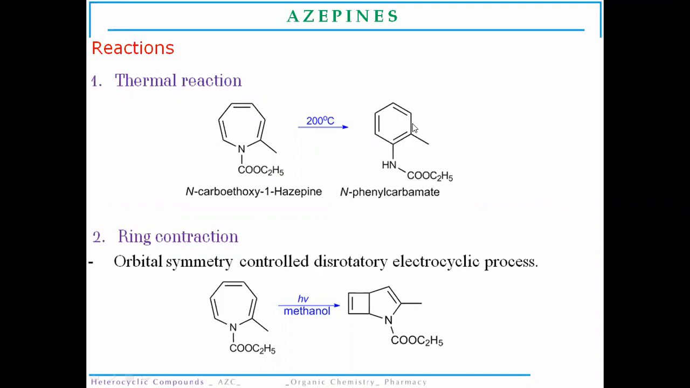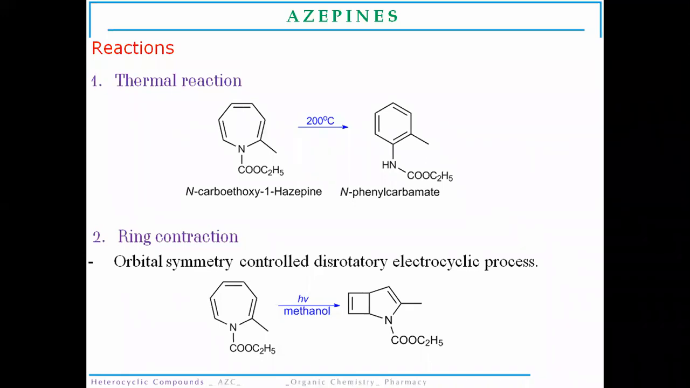Now the next reaction with respect to the azepine molecule is ring contraction. Azepine undergoes photo ring contraction, so this reaction happens in the presence of light. This azepine undergoes photo ring contraction to the bicyclic valence tautomer of the type shown below. These transformations are thermally reversible and occur by an orbital symmetry controlled disrotatory electrocyclic process.